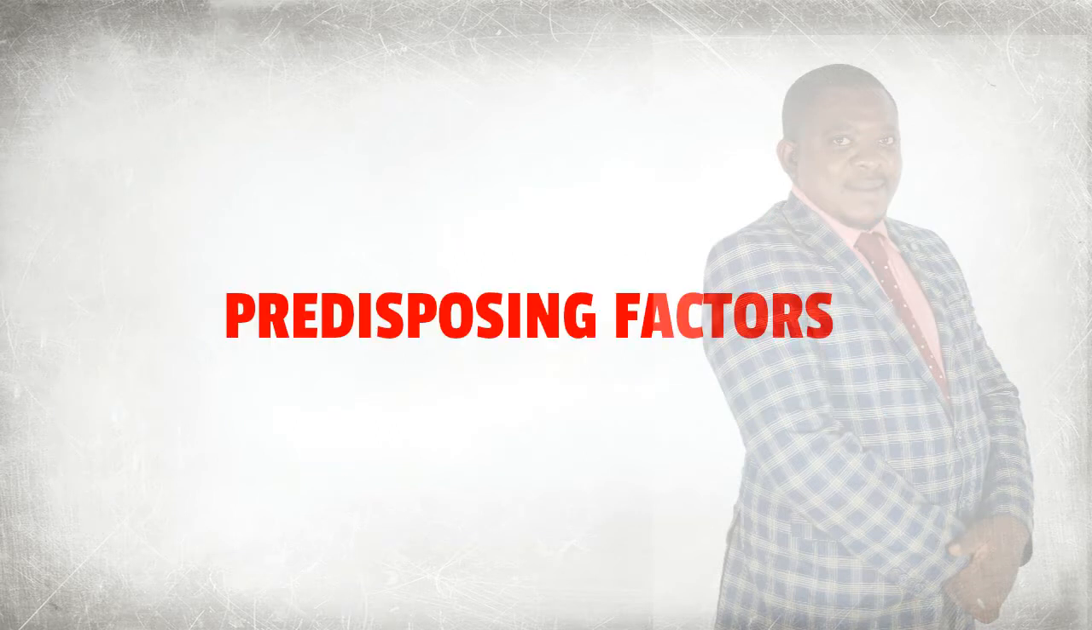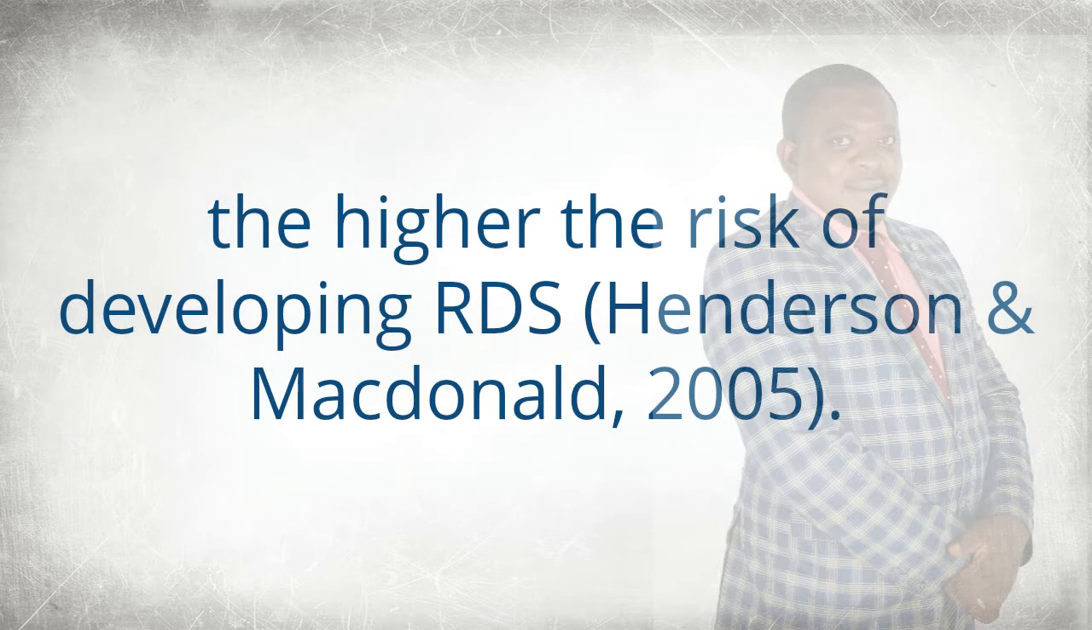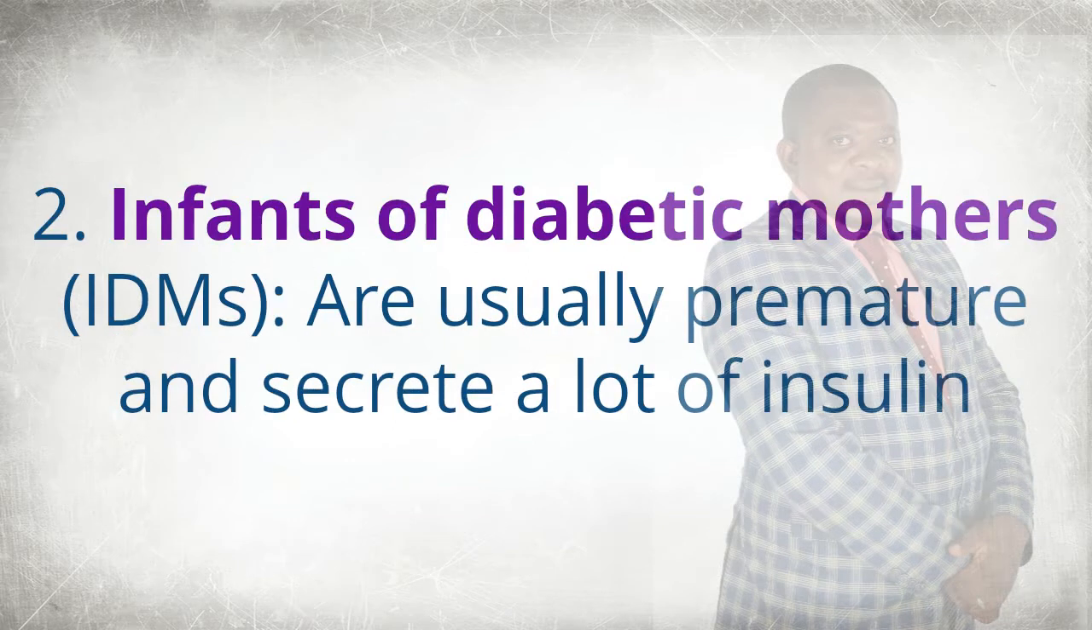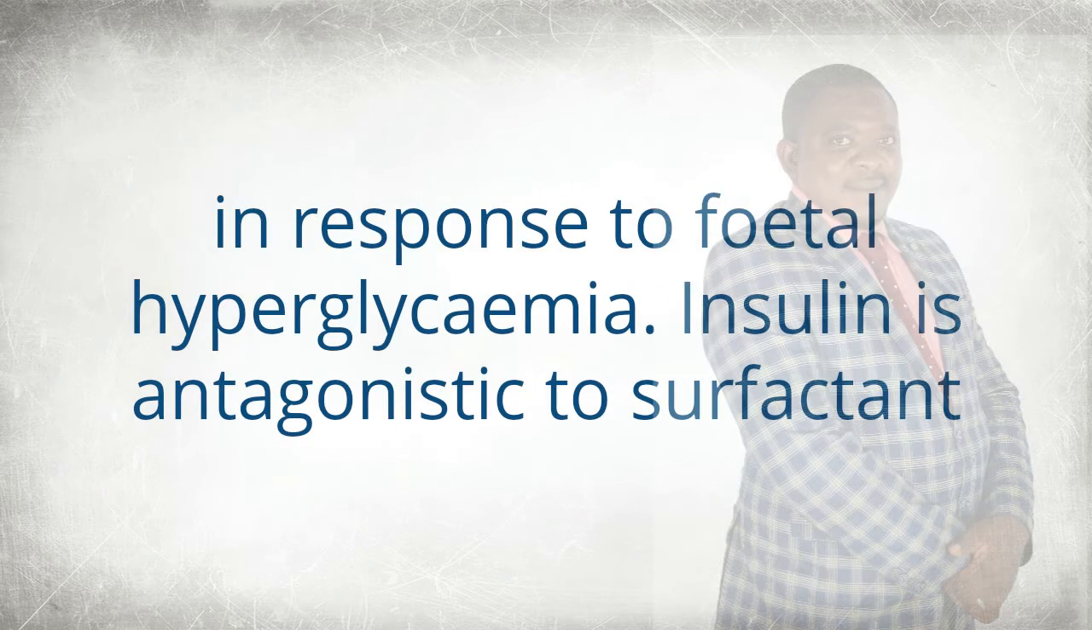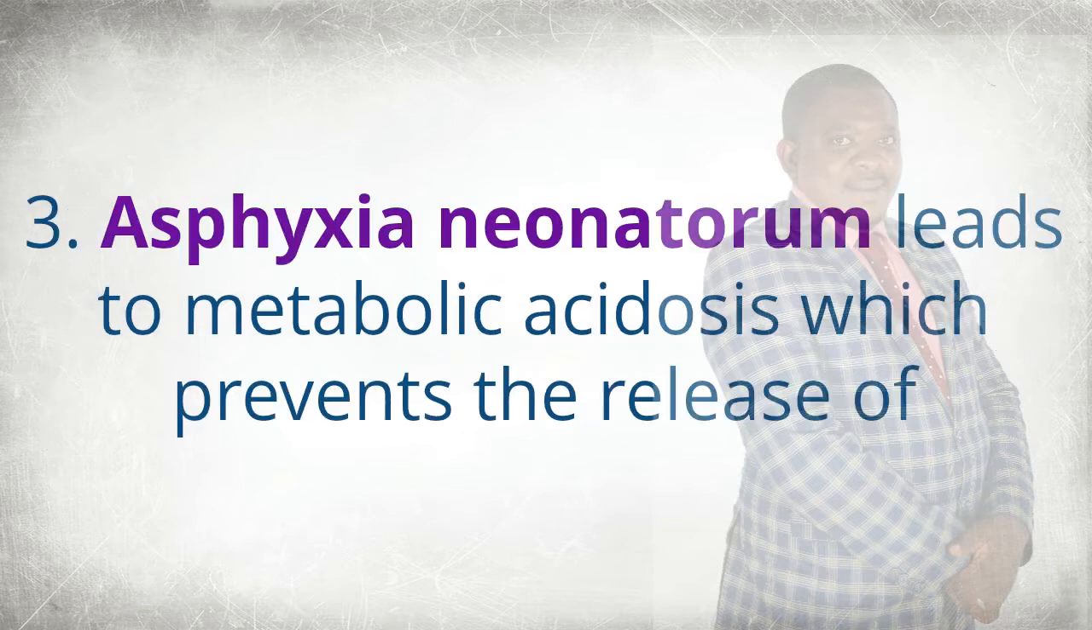Predisposing factors: 1. Prematurity, especially those less than 34 weeks gestation. The lower the gestation age, the higher the risk of developing RDS. 2. Infants of diabetic mothers, IDMs, are usually premature and secrete a lot of insulin in response to fetal hyperglycemia. Insulin is antagonistic to surfactant. These babies are usually born prematurely, though they may be big.